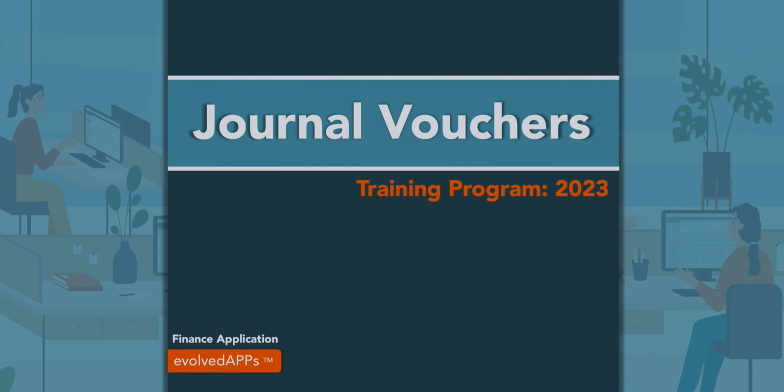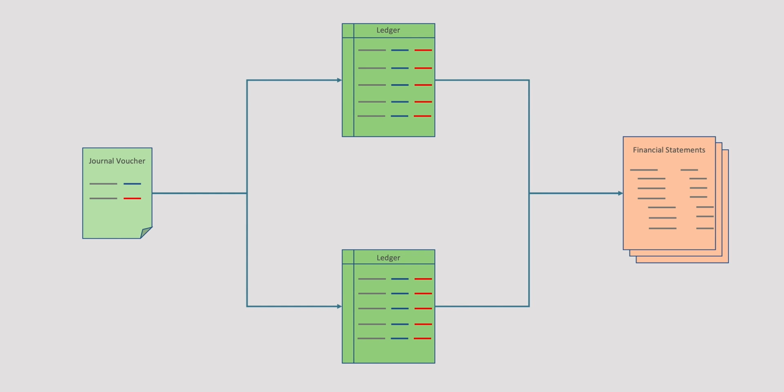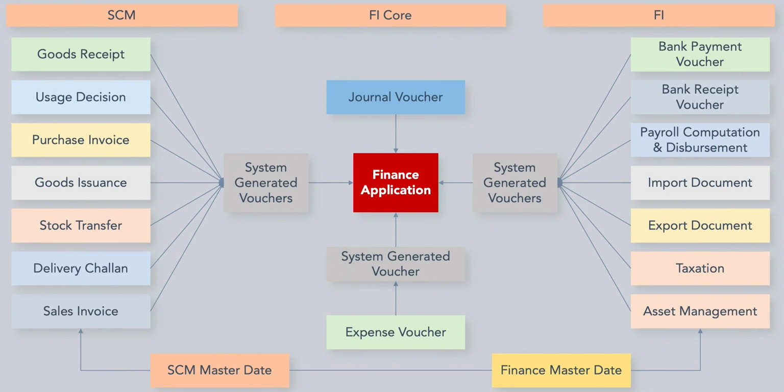In our series of tutorials on evolvedAPPs today, we will be discussing how a journal voucher is processed in the finance application. Recording of financial transactions is done through journal vouchers, and these vouchers are the building blocks of the entire financial reporting system. We have two types of vouchers in evolvedAPPs. First being the journal voucher created by the user, and the second is a large set of system-generated vouchers.